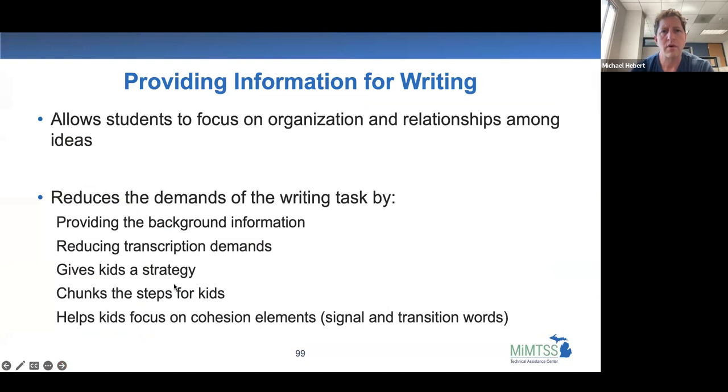All right. So by providing information on writing and giving a model like this, what I've done is I've allowed the students to focus on the organization and relationship among the ideas, right? As I was writing, you could see that I was really thinking about how these ideas go together. What ideas do I want to put first? How do I want to organize that information? And that does a lot of things for me, right?